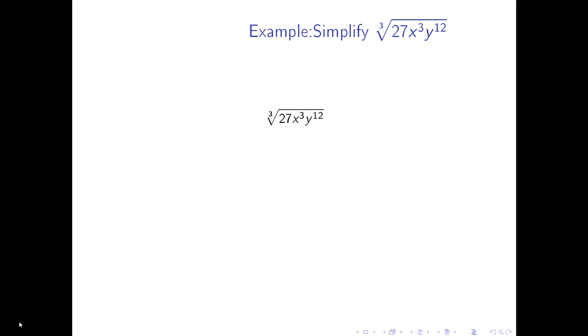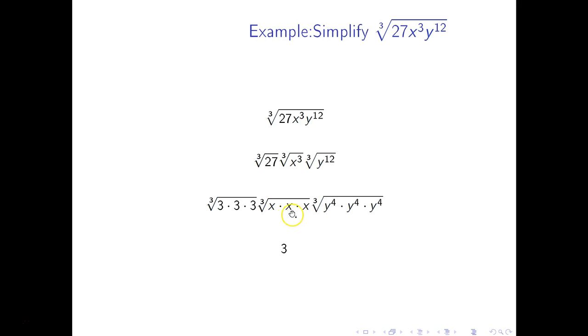Welcome back. Again, you can use the thing that I mentioned previously, where you can break it up into different parts. What's the cube root of 27? Notice 27 is 3 times 3 times 3. X cubed is x times x times x. And y to the 12th, because I can divide that number by 3, I get y to the fourth, y to the fourth, and y to the fourth. If I do that, what's the cube root of the first one going to be? It's 3. What about this? That's x, and this is y to the fourth.